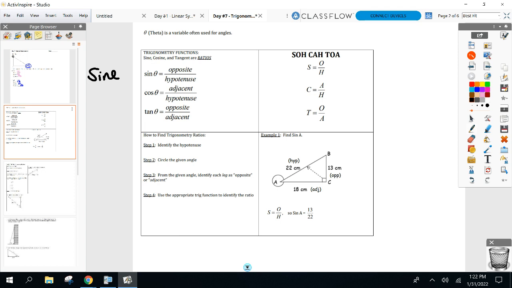The second ratio. How do you think you say this? Cosine. Yep, cosine. But when I write it, I abbreviate it COS. Sine, cosine. How do you find cosine? You take the adjacent side, however long that is, and put it over the hypotenuse length. Good?